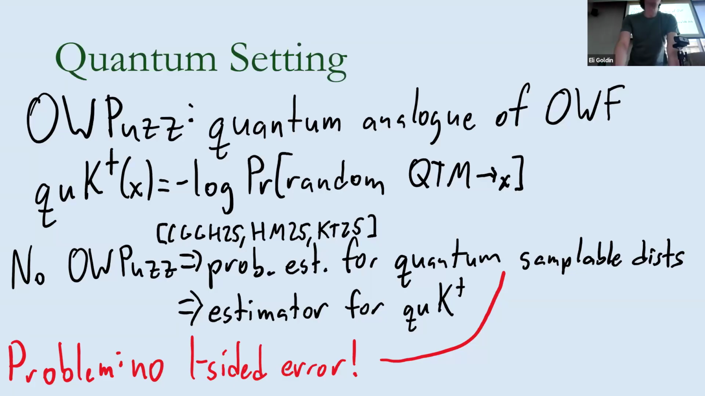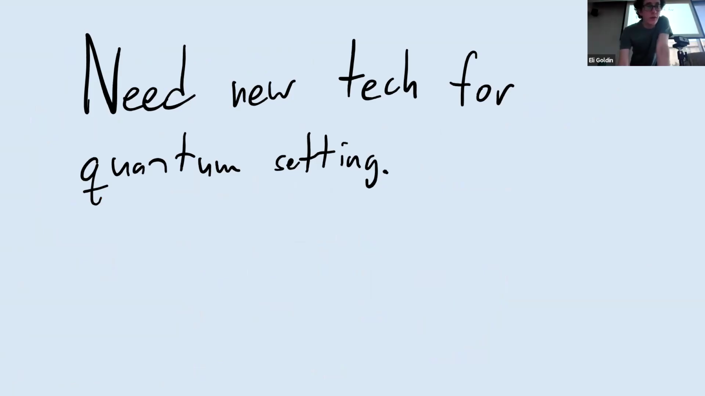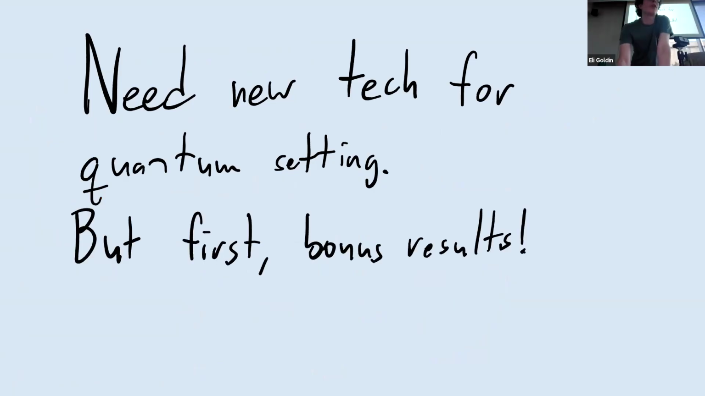The key reason is essentially that we do not have the technique that we have in the classical setting, where you can pull out the randomness and look at the random input by itself. So we need new tech for the quantum setting. I don't think I'm going to have time to talk about this new tech. What I will talk about is the bonus results that we get by looking at the techniques in the classical setting.